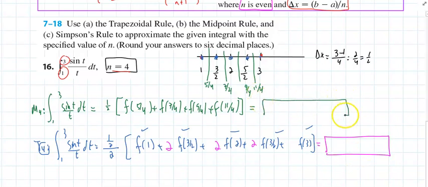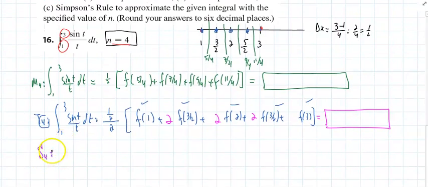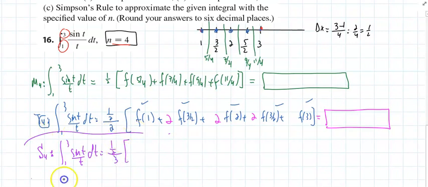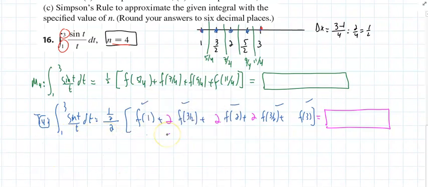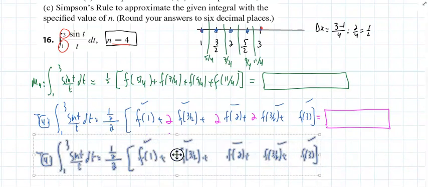I'm going to take S sub 4 for the integral from 1 to 3 of the sine of t over t dt. That's going to be delta x over 3 times, oops, I messed up. I did copy this, right? Okay, this is acting up. There it is. Awesome.